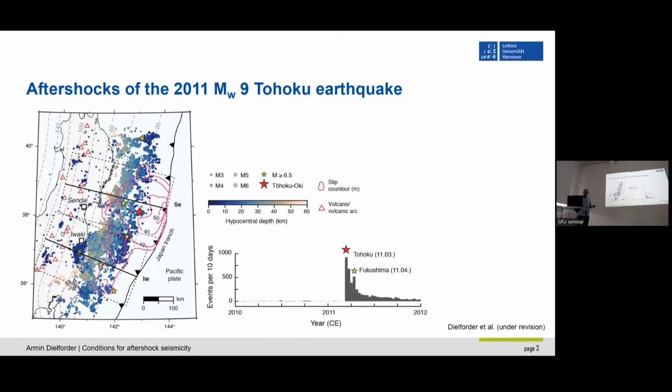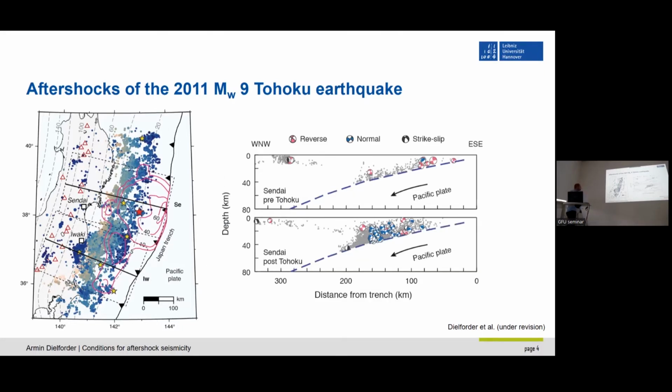And this aftershock seismicity initiated directly after the Tohoku earthquake. You see here a timeline indicating the seismic activity before the earthquake and then after the earthquake. And you can see that there is a sudden increase in seismicity, which is then roughly exponentially decaying. But if you look at the seismic activity in Japan nowadays, 11 years after the earthquake, there's still a higher seismic activity than there was before the earthquake.